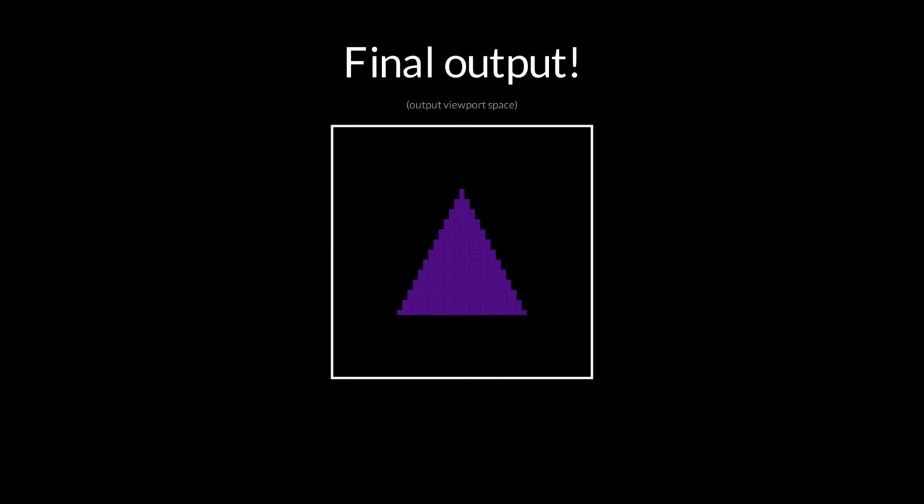Finally, the last stage is blending or output merging, where WebGL takes the output image, looks at what colors are already on that image, and decides how to combine the fragment shader output and the existing image together. We aren't doing anything fancy here. Overwrite the background color with the triangle color, and that's it.